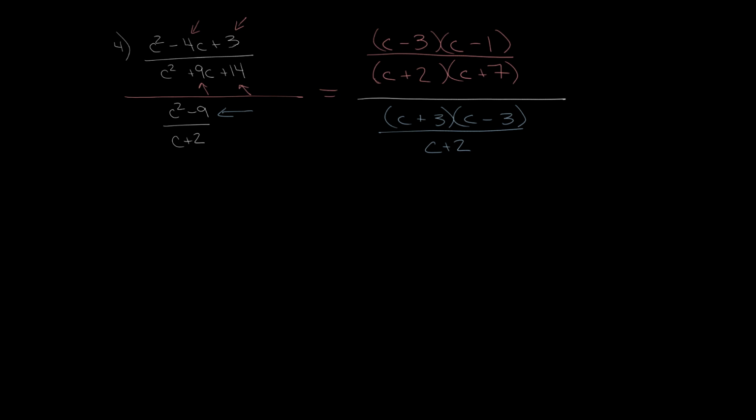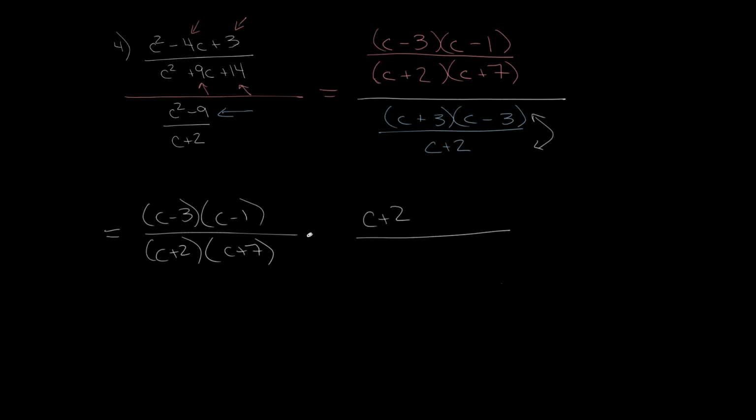So my next step would be to multiply by the reciprocal of the bottom, because when we're dividing complex fractions, we have to multiply by the reciprocal of the denominator. So I'm going to write the numerator as it is. So c minus 3 times c minus 1 over c plus 2 times c plus 7. Now that's going to be multiplied by the reciprocal of the denominator. So c plus 2 over c plus 3 times c minus 3.